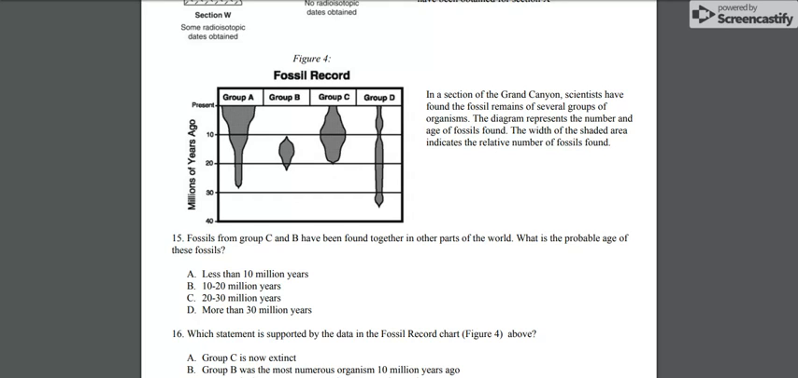Number 15. Fossils from group C and B have been found together in other parts of the world. What is the probable age of these fossils? Would it be less than 10 million years? That's A. B, 10 to 20 million years. C, 20 to 30 million years. Or D, more than 30 million years.